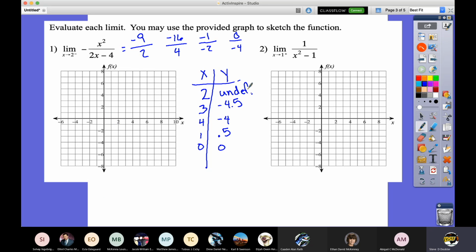All right, so hopefully this will give us enough information to be able to tell what's going on here. So at 3, we're down at -4.5. So right there. At 4, we're at -4. At 1, we're at 0.5. And at 0, we're at 0 here.